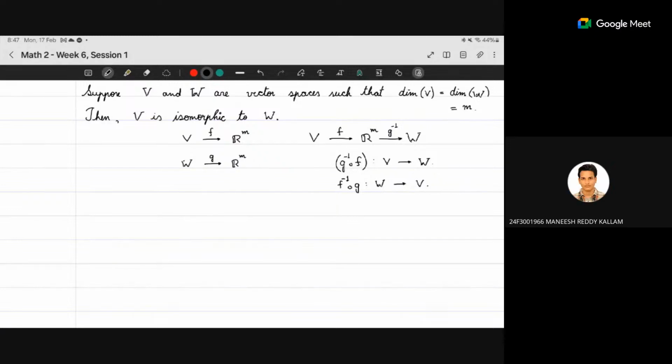Sir, we are going back from Rm to W. That's why we are taking the inverse only, right? Now, if you want to go from V to W, you are going from V to Rm, which is F, and then Rm to W, which is G inverse. So it is G inverse of F. F is first, then you do G inverse of that. So it's G inverse of F of X.